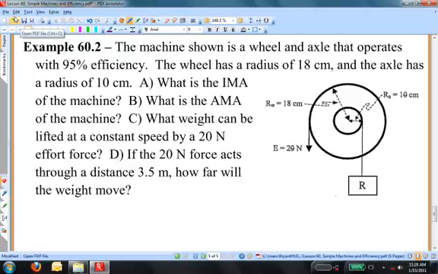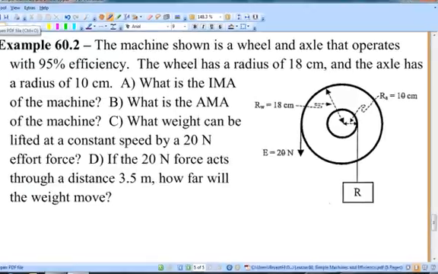A. What's the ideal mechanical advantage of the machine? B. What's the actual mechanical advantage of the machine? C. What weight can be lifted at a constant speed by a 20 Newton effort force? D. If that 20 Newton force acts through a distance of 3.5 meters, how far will the weight move? So let's solve this problem.